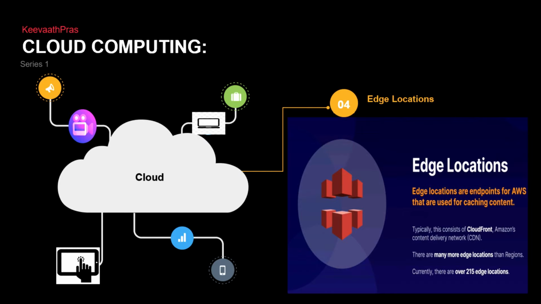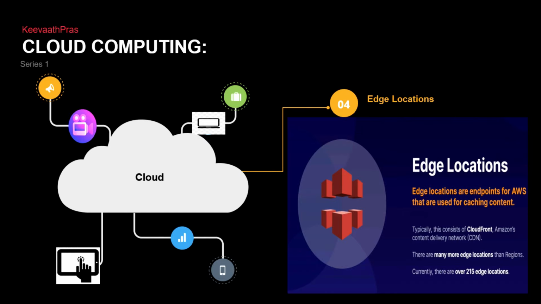So the edge locations are the endpoints for AWS that are used for caching. It is basically used for CloudFront and Amazon Content Delivery Network. Don't worry if you don't get it right now. I will surely be explaining this in the coming series. AWS, Amazon Web Services, is an ocean. Once you dive into the ocean, be ready to be a good swimmer, and it'll be fun as well. There are currently over 215 edge locations.